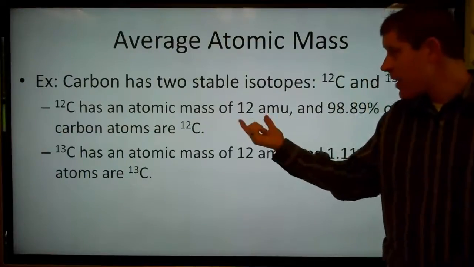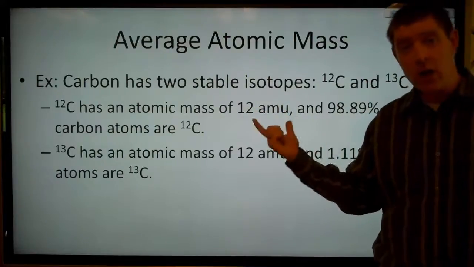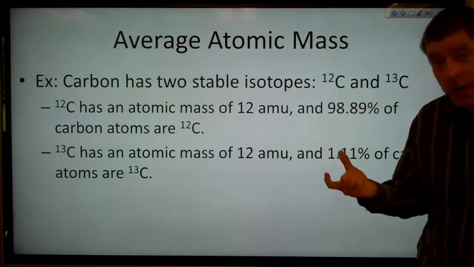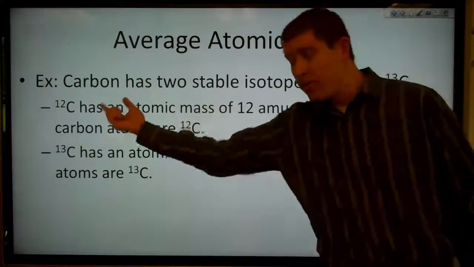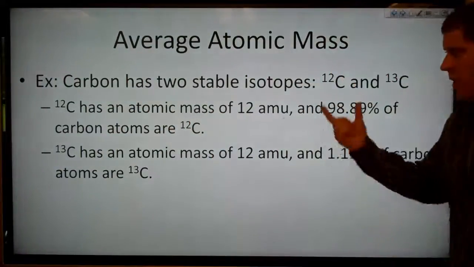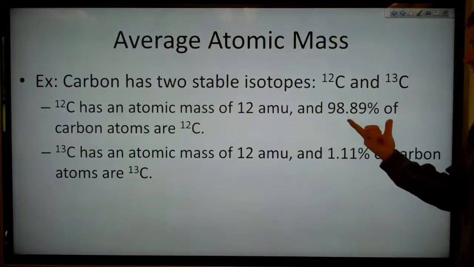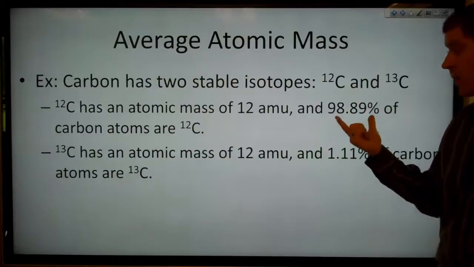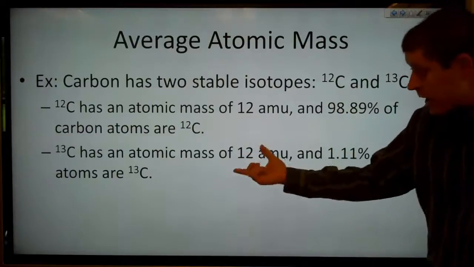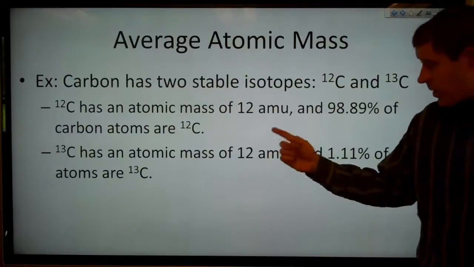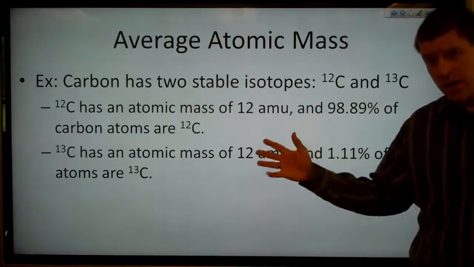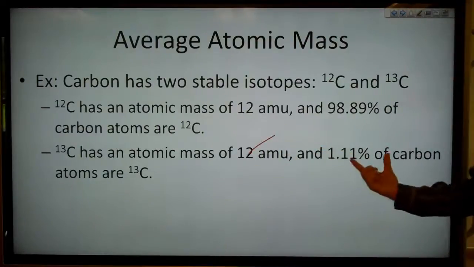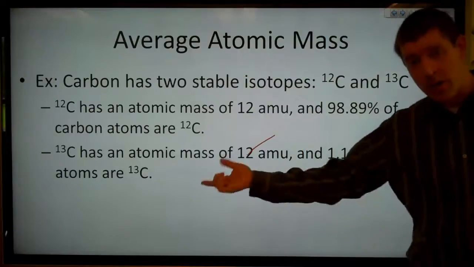Now, carbon-12 has an atomic mass of exactly 12 AMU, because this is how an atomic mass unit is defined. The AMU, the atomic mass unit, is defined as 1/12 of the mass of a carbon-12 atom. Of the carbon on Earth, 98.89% of them are carbon-12. Carbon-13 has an atomic mass of 13 and change, I think it's 13.0034 AMU, and 1.11% of the carbon atoms on Earth are carbon-13.